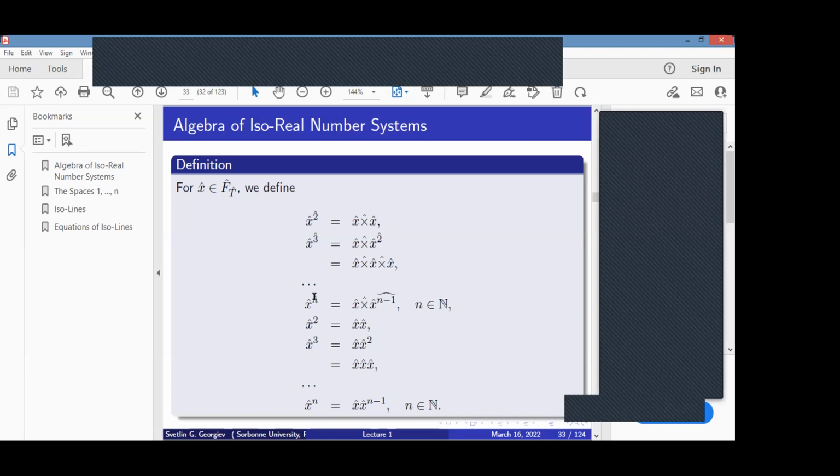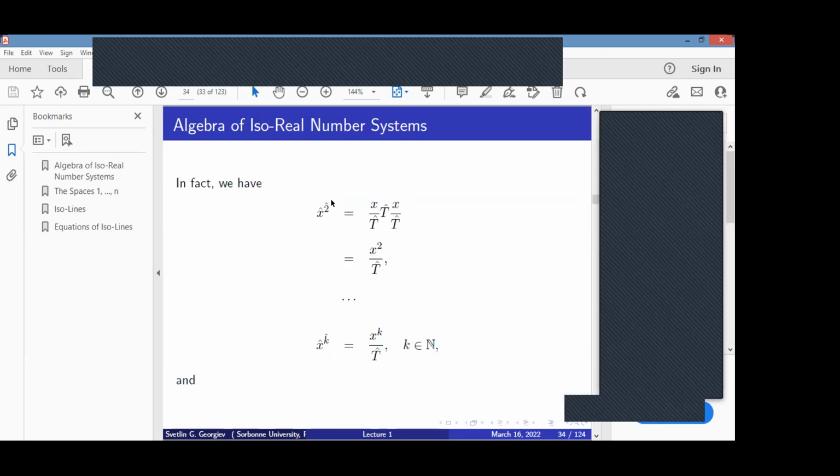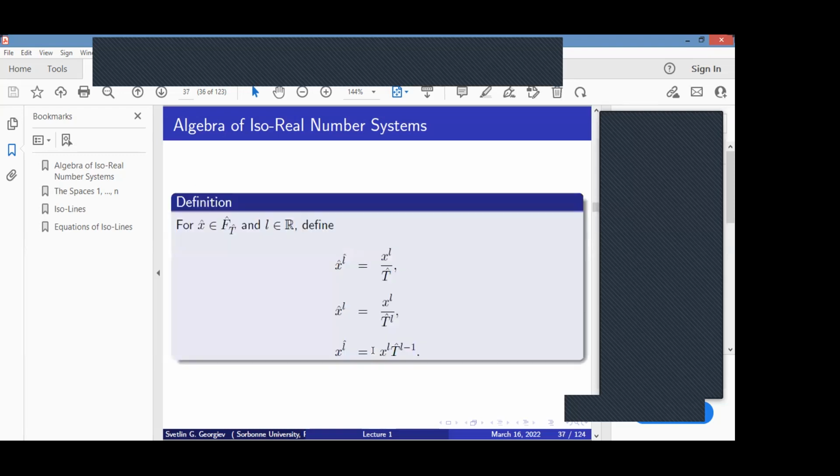Then we define this iso power in this way, and this is the classical power 2, 3, and so on, n. In the case when we have iso square, we get this number, and iso power k, we get this number. When we have classical square, we get this number, and when we have classical power k, we get this number. Here is the representation of the iso power in the case when we have real number x, which is given in this way, and the power k, which is given in this way.